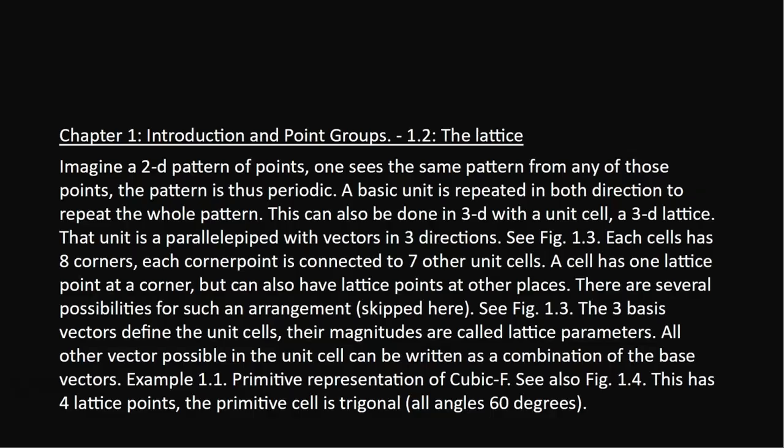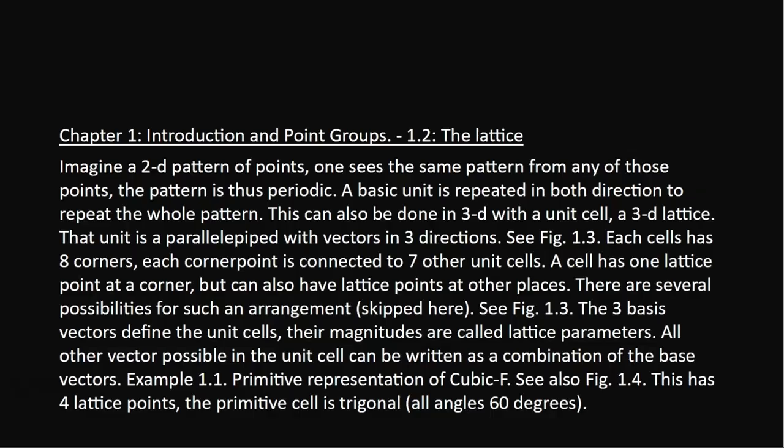Each cell has 8 corners. Each corner point is shared with 7 other unit cells. A cell has 1 lattice point at the corner, but can also have lattice points at other places. There are several possibilities for such an arrangement. I skipped it here. If you want to read it, go to the original text. The 3 basis vectors define the unit cell. The magnitudes are called lattice parameters. All other vectors possible in the unit cell can be written as a combination of the base vectors.